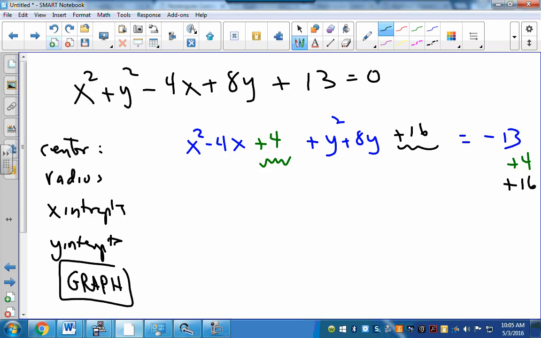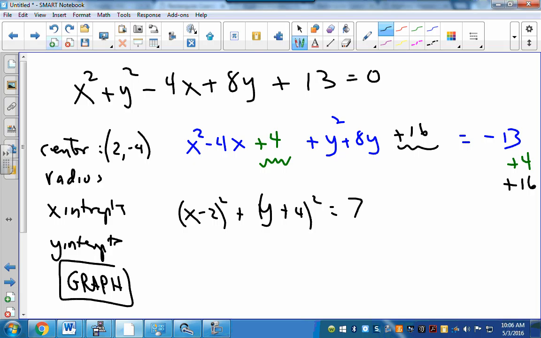16. So now you have it in graphing form or standard form. This is x minus 2 squared, and y plus 4 squared, and this is what? 20 take away 13 is 7. Okay? Anybody questions on completing the square? Okay, center. Ordered pair. 2, negative 4. Radius, square root of 7. Can you give me an approximation without a calculator?